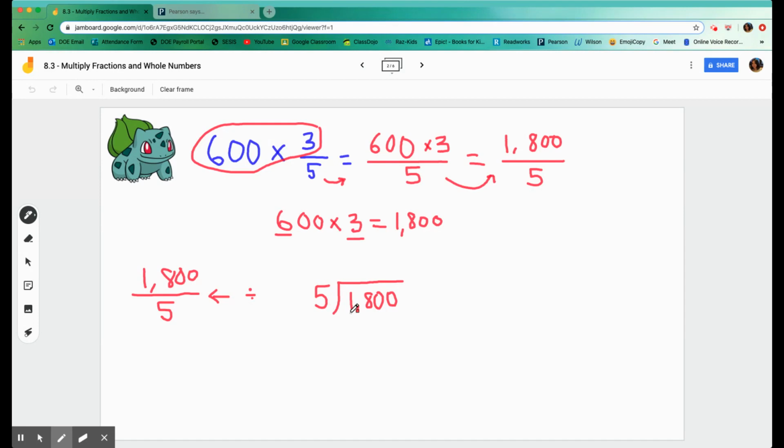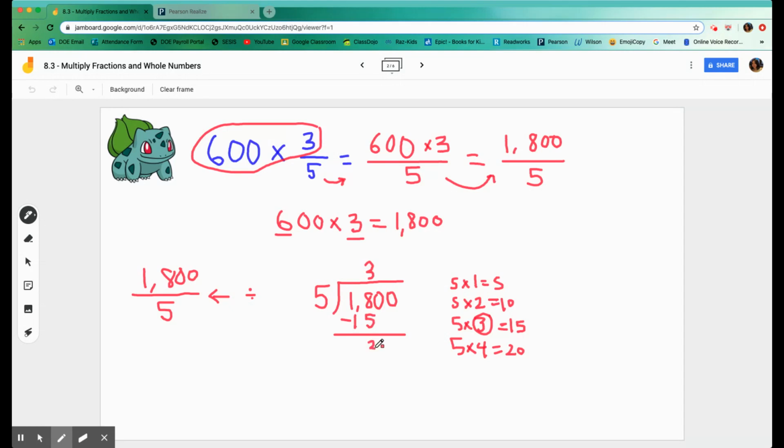So 5 does not go into 1, so we'll go to the next place value. 5 can go into 18. So 5 times 1 is 5. So let's keep going. 5 times 2 is 10. 5 times 3 is 15. Very close, but let's just try 5 times 4. So 5 times 4 went over, and it's 20, so I'll have to stick to 5 times 3, which is 15. So I had to multiply 5 by 3 to get 15.